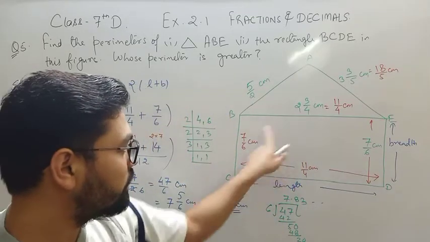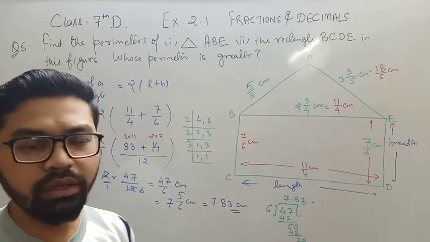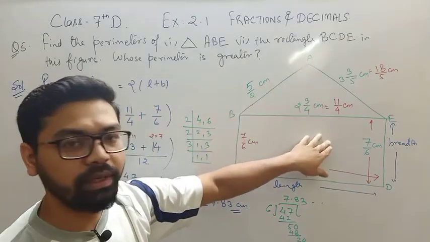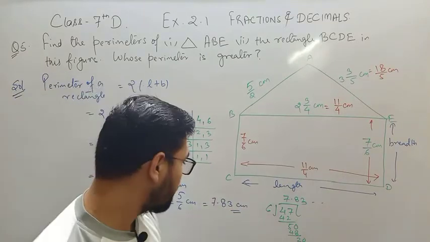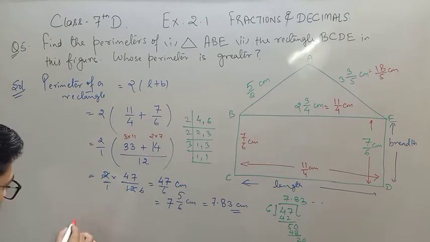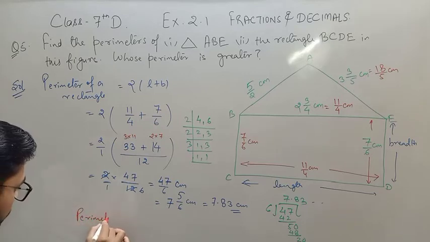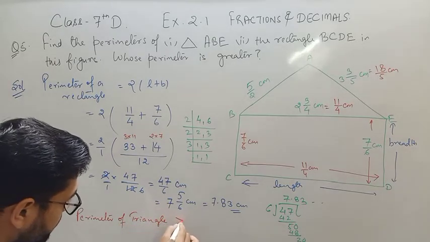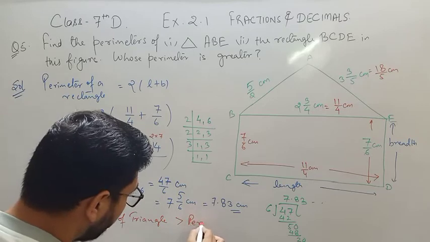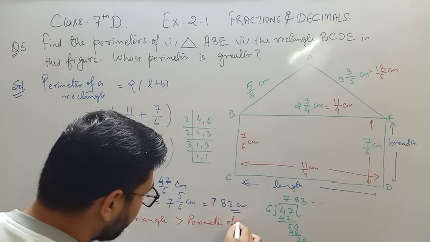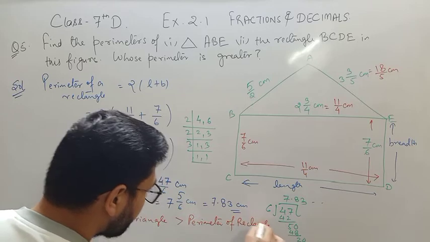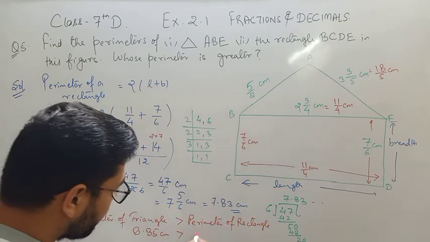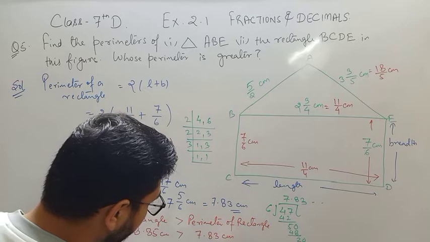8.85, and the perimeter of this rectangle is 7.83. So I think now you are able to give me the answer that the perimeter of this triangle is greater than the perimeter of this rectangle. Okay, so I can write: perimeter of triangle is greater than the perimeter of rectangle. The perimeter of the triangle is 8.85 centimeters and the perimeter of the rectangle is 7.83 centimeters.